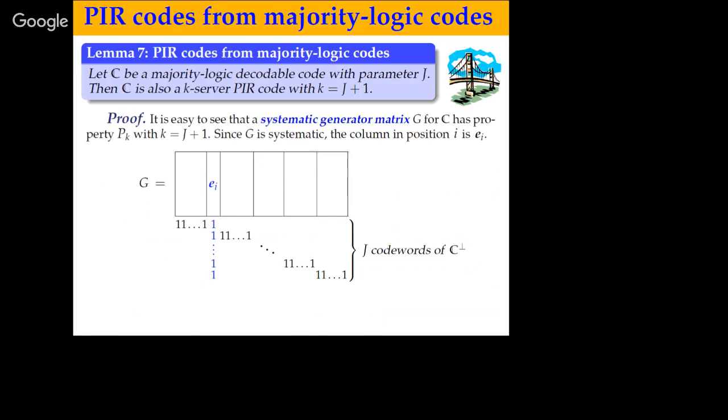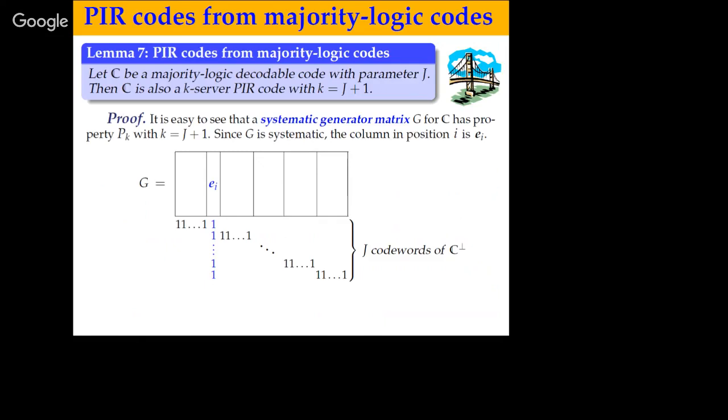Okay? Why is this? Let's take a systematic generator matrix for our majority logic decodable code. What is the systematic matrix? You can get it for any code. It's just the one which has the identity matrix in the first K positions. And so E sub I appears in position I in the matrix. So I need K disjoint sets of columns that add up to E sub I. Well, here's one. Here's the first one. It's E sub I itself.